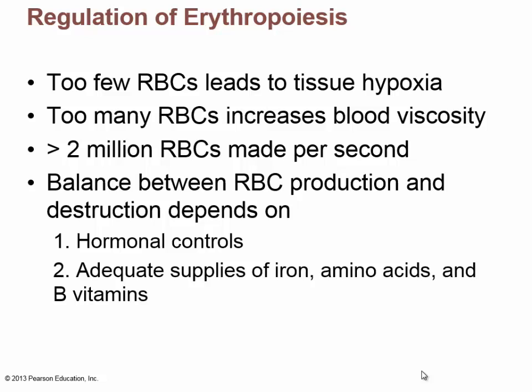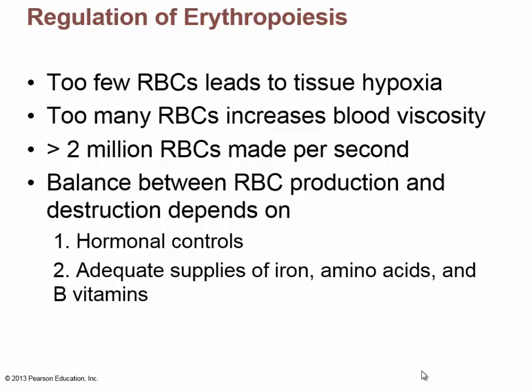However, too many red blood cells leads to increased blood viscosity, which means the blood starts to get too thick. That's also not good. When your blood becomes too thick, it increases your chance of strokes and heart attacks. The blood's too thick to get where it needs to go. We make, on average, at a normal rate, about 2 million red blood cells every second. It's a lot of red blood cells. Think how long you've been sitting here already. You're in the billions of red blood cells that you've made since you've been here.